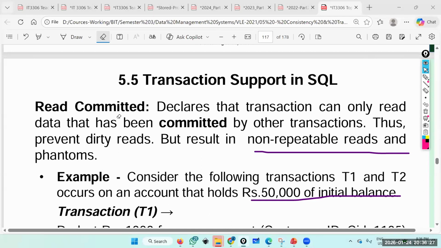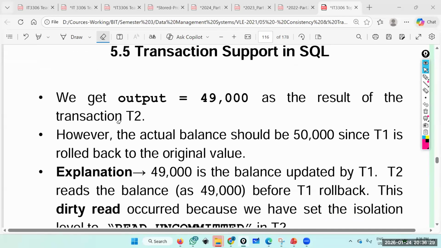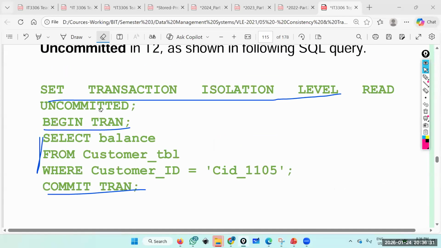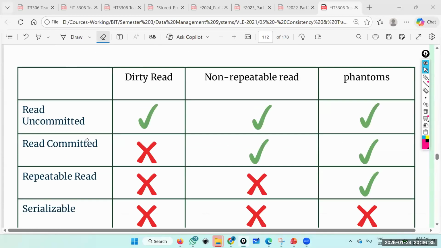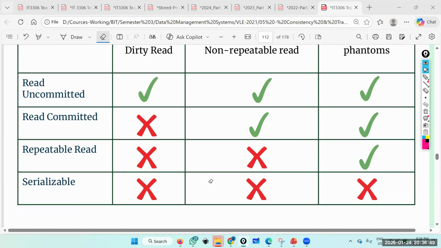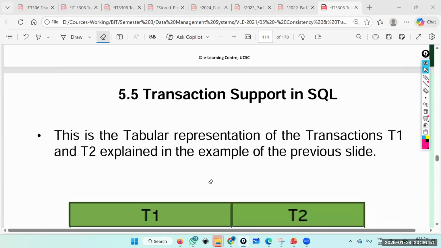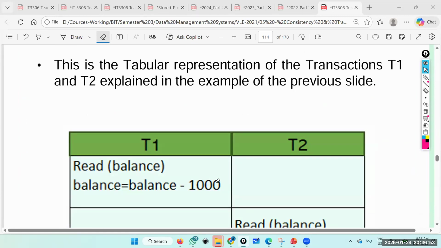So then read committed. Earlier, read uncommitted. What is the next level? Read committed. That means you don't do dirty reads. You don't read dirty values, uncommitted things, but still non-repeatable read issues and phantom issues can happen. So you read only values which are committed.